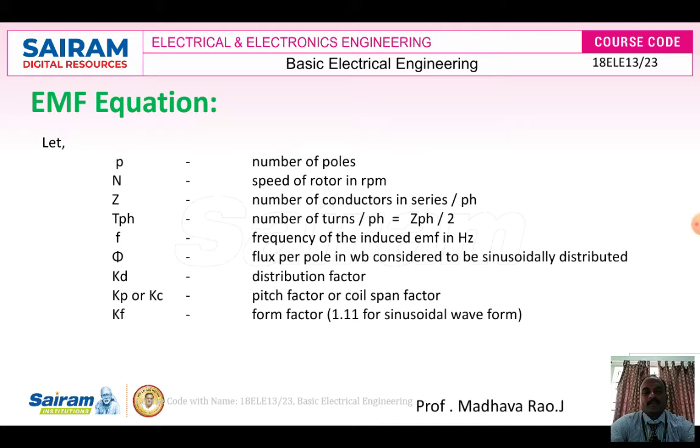TPH is the number of turns per phase, which is equal to ZPH by 2. If you want to frame one turn, we need 2 conductors, so the TPH value is half of the ZPH value. F is the frequency of the induced EMF in Hertz. Phi is the flux per pole in Webers, considered to be sinusoidally distributed.